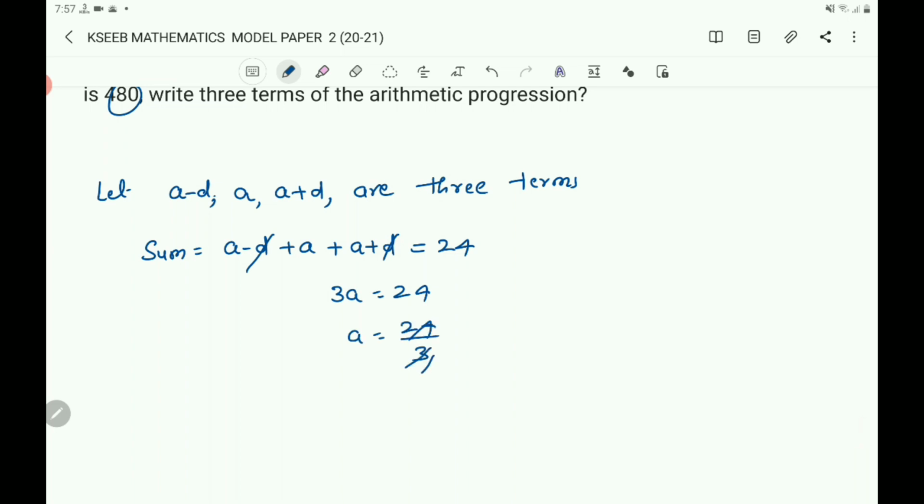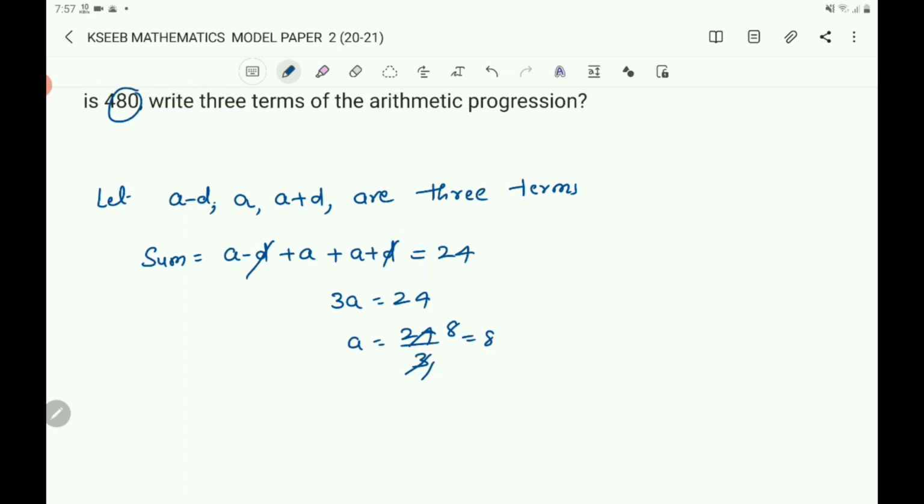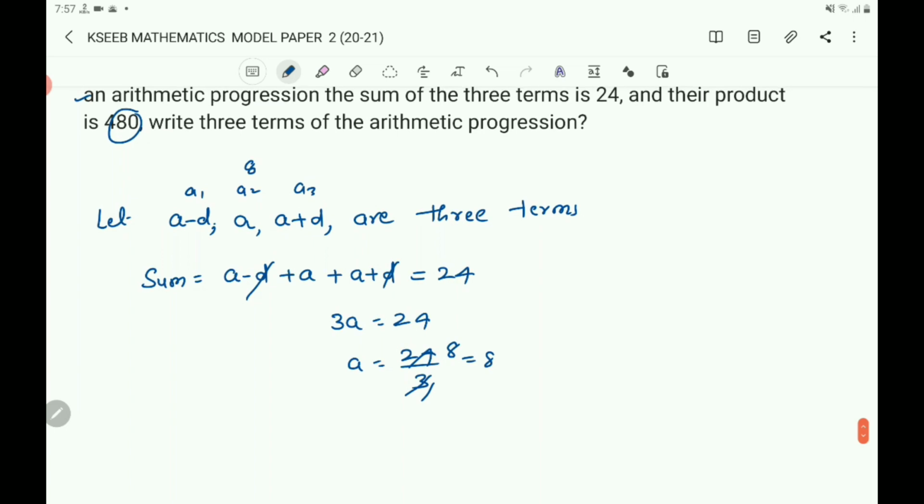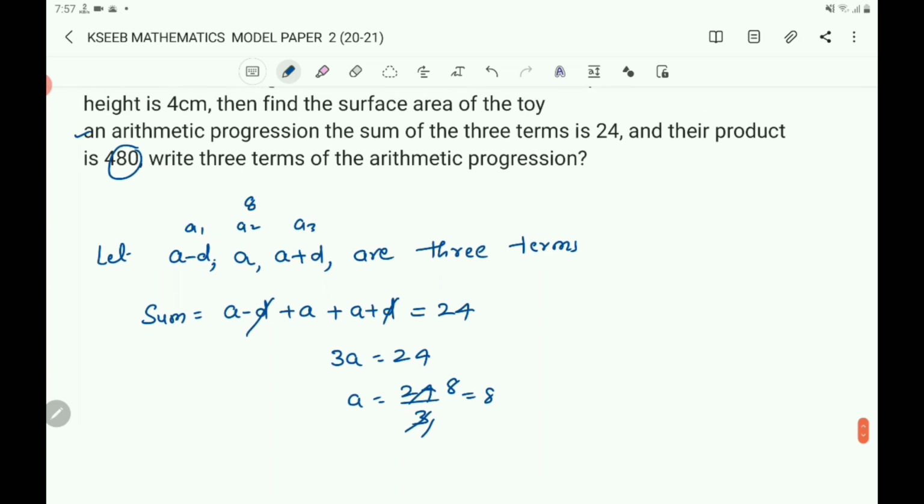So, 3 eights are 24, you will get 8. Here you got the middle term, the second term. So, here the 3 terms A1, A2, A3, you got A2. A means here A2. Next, what is given? Their product is 480.